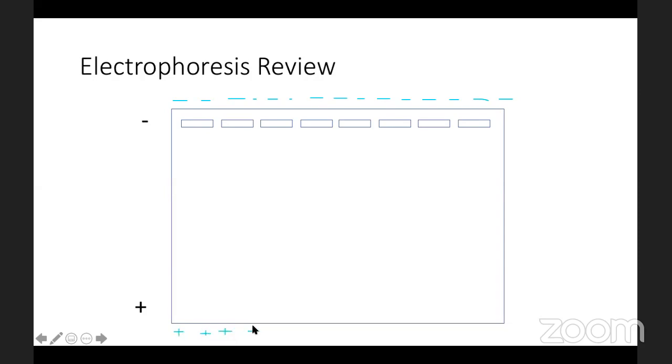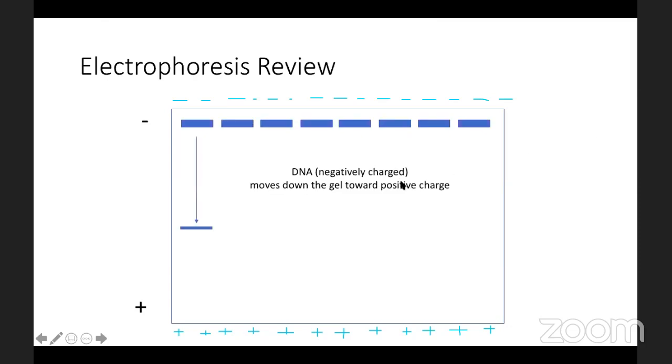And so another way of thinking about this is that the DNA is going to be attracted to the positive side of the gel. Which direction will the DNA move? The DNA will move towards the positive end. That makes sense. So DNA again is negatively charged. If you don't remember why, it's because of the phosphate groups. So they're going to move down the gel towards the positively charged side because opposite charges attract.